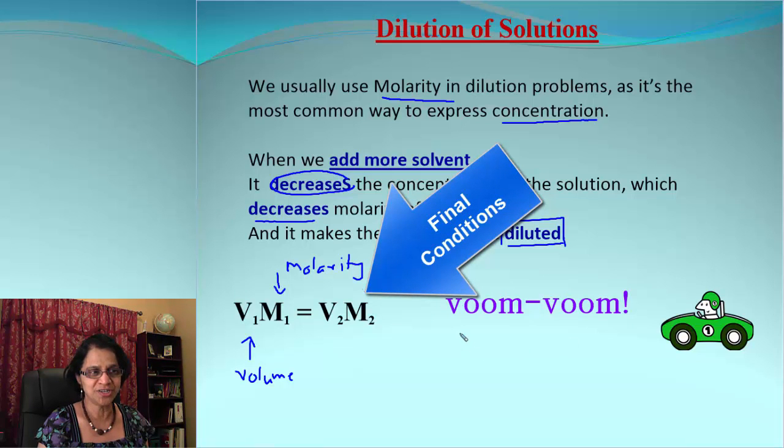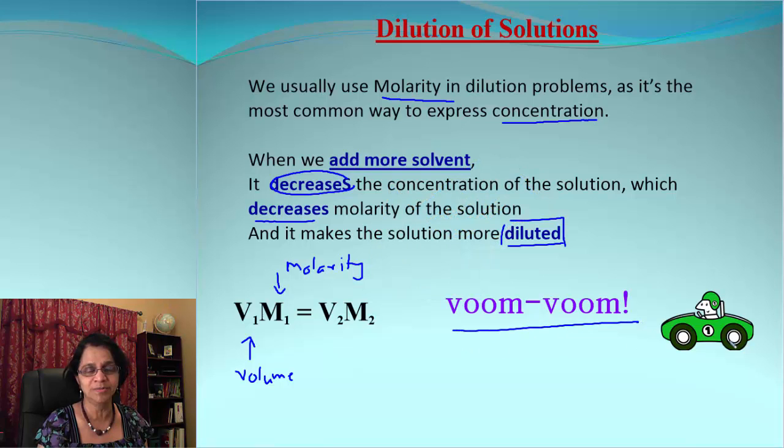Now look at what I wrote here. I wrote here vroom vroom, just like maybe a car. When you have to start the car, or when we have to accelerate a car, it's going to do vroom vroom. So that's why vroom vroom is the formula for dilution. Let's see how we use the formula.